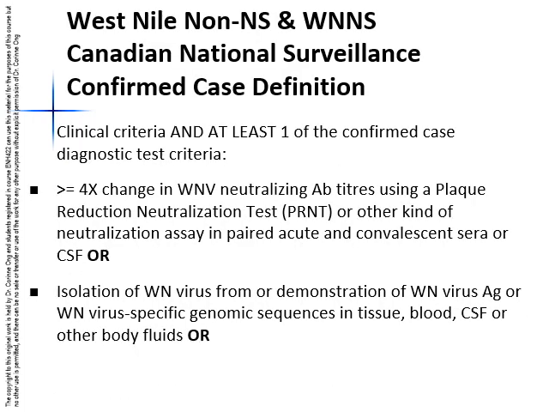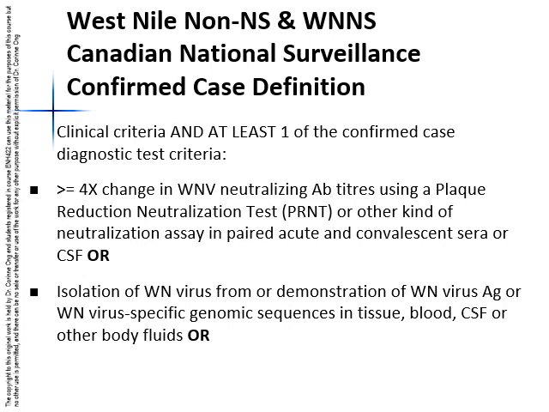A case of West Nile syndrome, either non-neurological or neurological, is confirmed in the laboratory by the clinical criteria that are listed on the three previous slides, and at least one positive diagnostic test result, which includes a four-fold or greater increase in West Nile virus antibody using a plaque reduction neutralization test or other kind of neutralization assay in paired acute and convalescent sera or cerebrospinal fluid, or isolation of the West Nile virus from or demonstration of West Nile virus antigen or West Nile virus specific genomic sequences in tissue, blood, cerebrospinal fluid, or other body fluids.